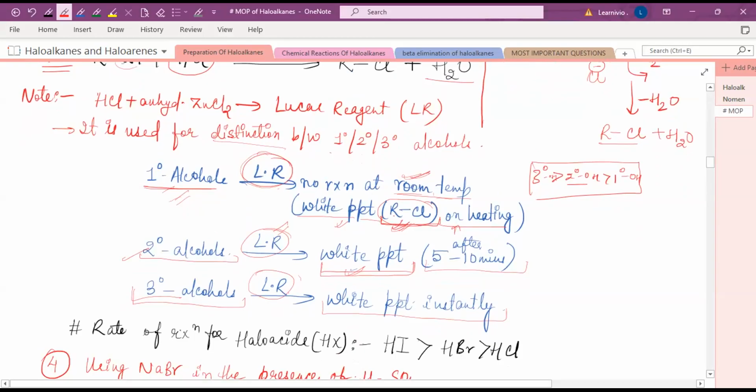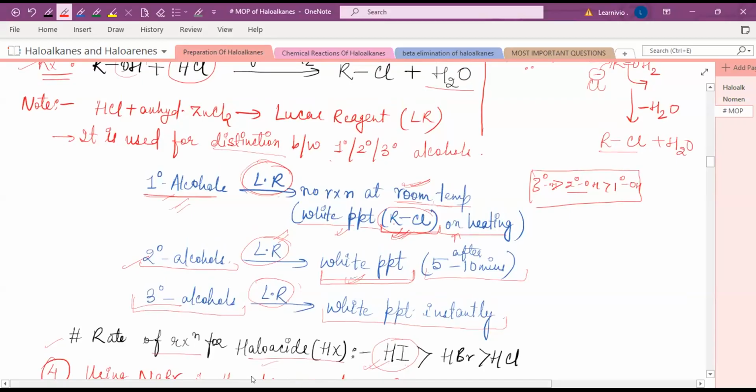Yes, ma'am. Yeah, and the rate of reaction for haloacids, right? The rate is fast in HI, then HBr, then HCl. So that's the rate of reaction when these haloacids are treated with alcohol. The rate of reaction will be fast when you take HI, iodide, and the rate will be very slow when you take HCl. So this is the sequence of the rate of reaction for the haloacids.